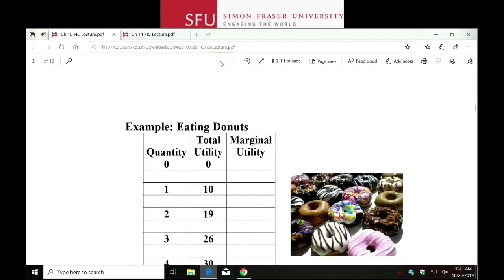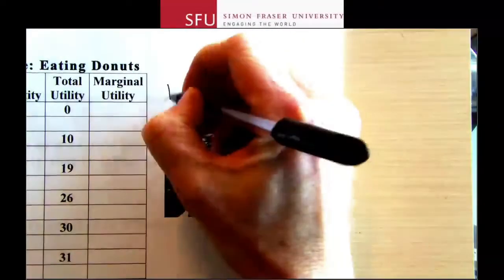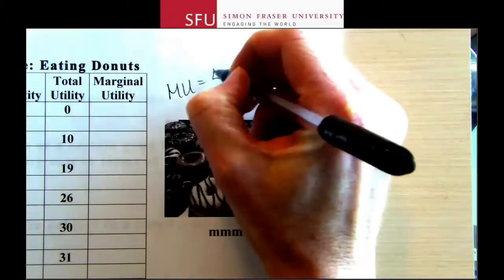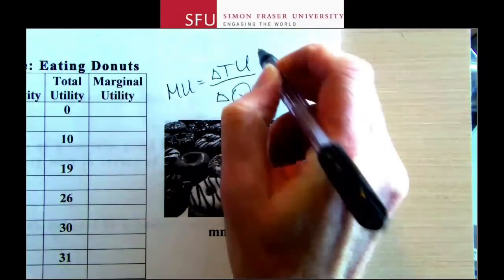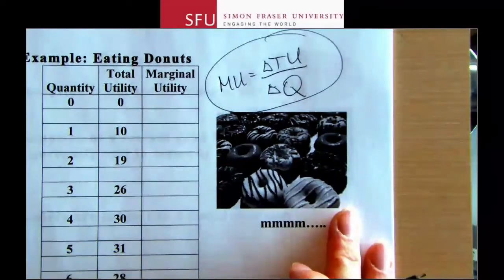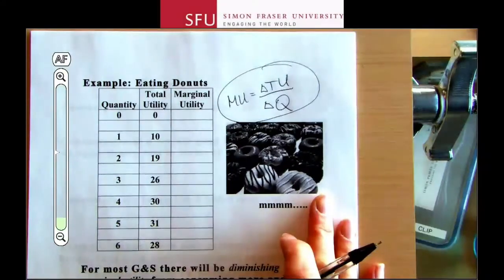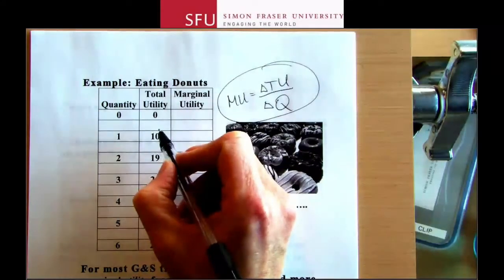Okay, so eating donuts. In this table we have quantity of donuts and total utility, and what we'll do is calculate the marginal utility. It's just the change in the total utility when you eat one more donut.